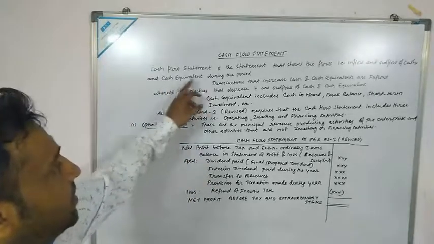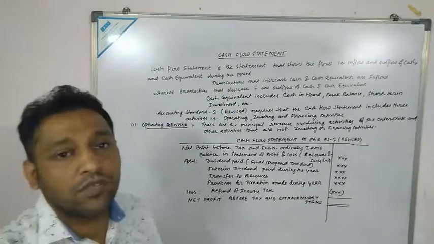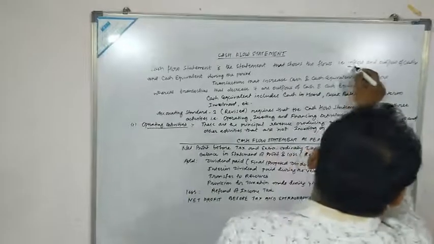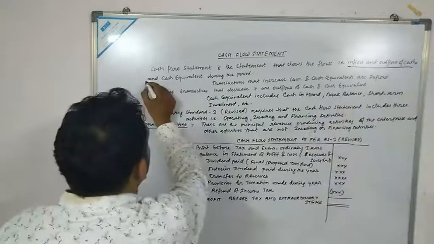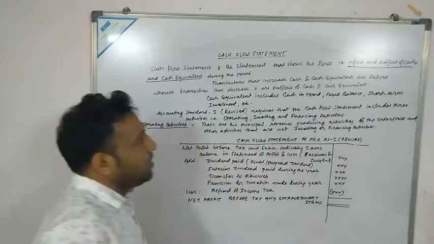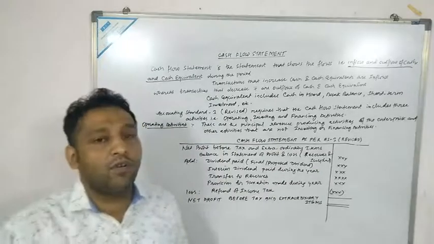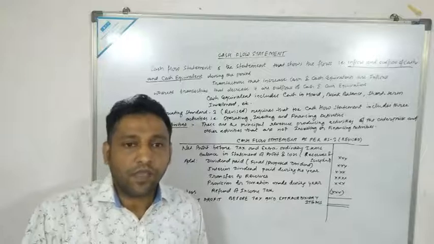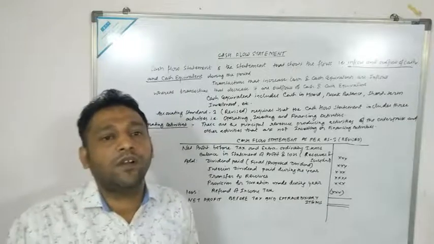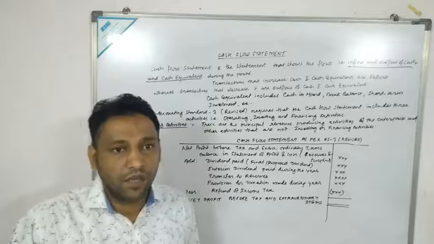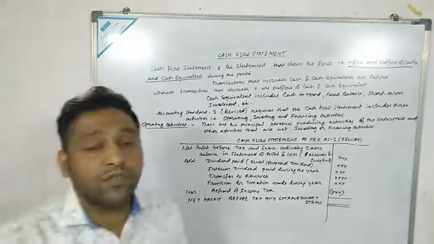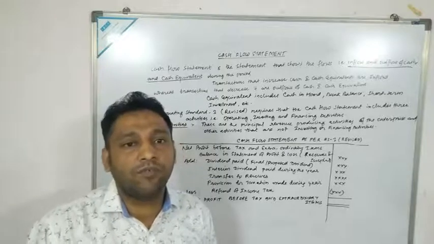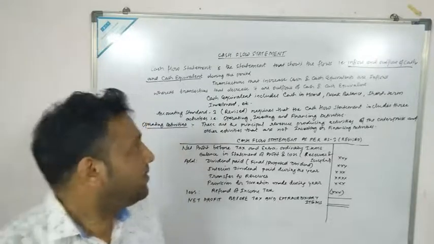A cash flow statement is the statement that shows the flows. Flows means your inflows and outflows of cash and cash equivalent during the period. Inflow means cash is coming inside the business, that is the source of cash. Outflow means cash is going out from the business. So a cash flow statement shows the inflows and outflows of cash and cash equivalent in a particular period.